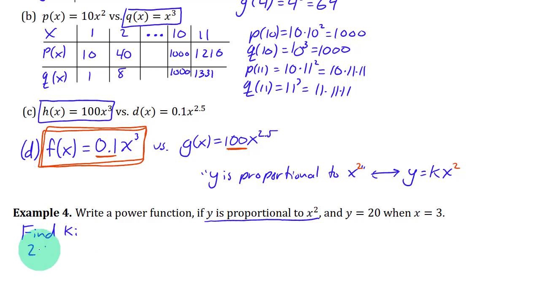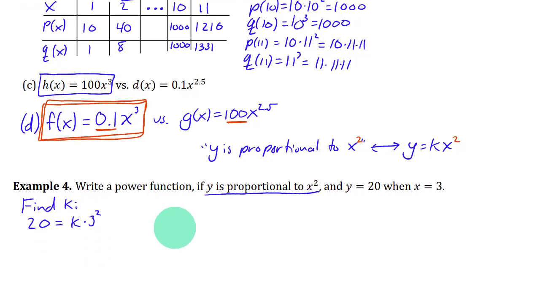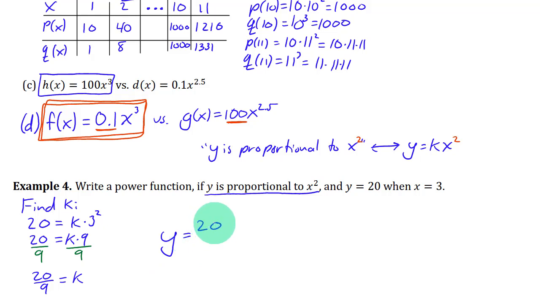But we can find what the k is using this fact that y is 20 when x is 3. So I'm going to plug in 20 for the y. That's going to be equal to k times 3 to the power 2. And 3 to the power 2 is just 9. So 20 is equal to k times 9. So to find the value of k that works for x equals 3 and y equals 20, we just need to divide both sides by 9, and you get k is equal to 20/9. So the power function that we want is going to be y equals 20/9 times x squared.